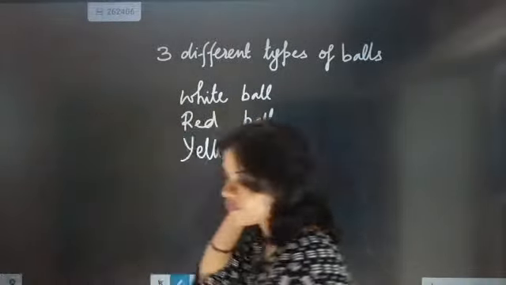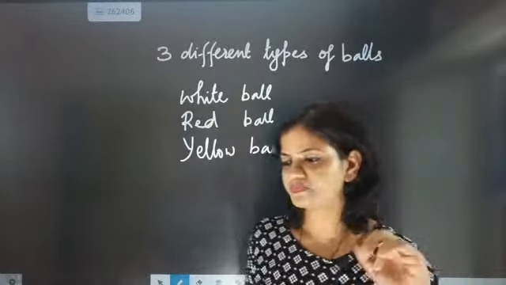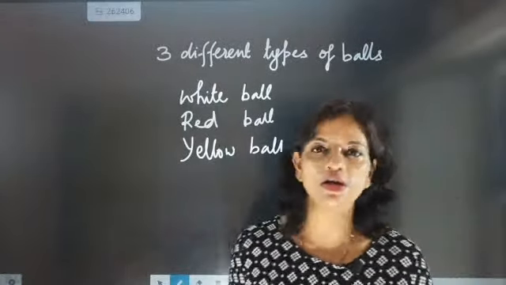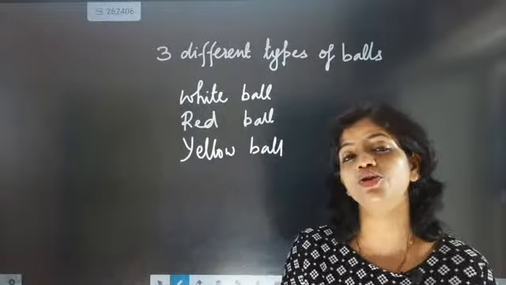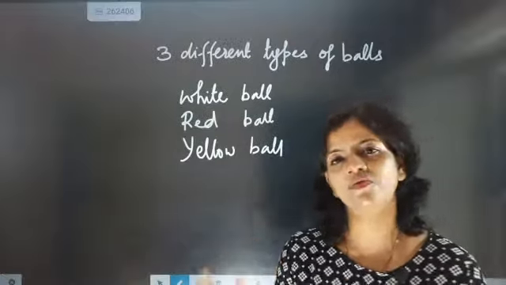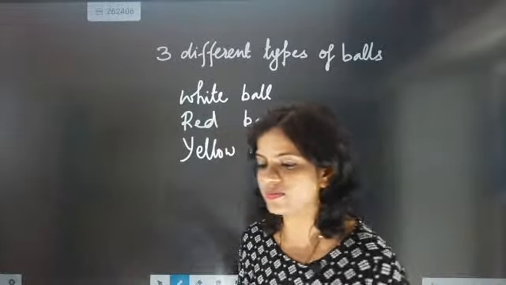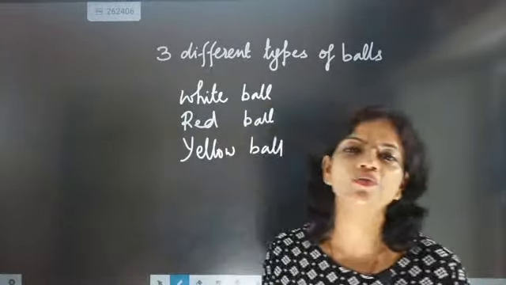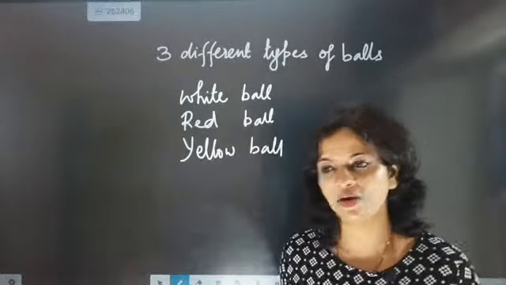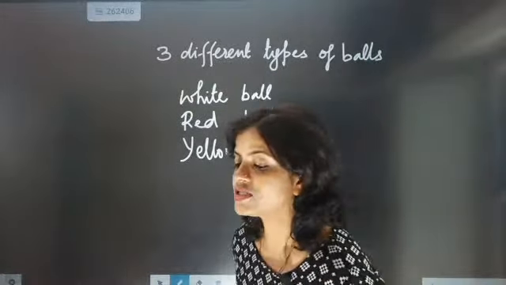Now the most important thing is what you are doing. When you roll a dice and you get an odd number, you select a white ball. And when you get an even number, you select a red ball. When you get an even number, you select a red ball.